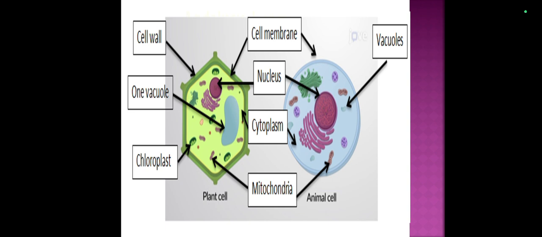The animal and plant cells have things in common. Also, they have things that differ from each other. But let's study the things that are common. First, we have the cell membrane. Both have a nucleus, both have cytoplasm, both have mitochondria and other organelles.